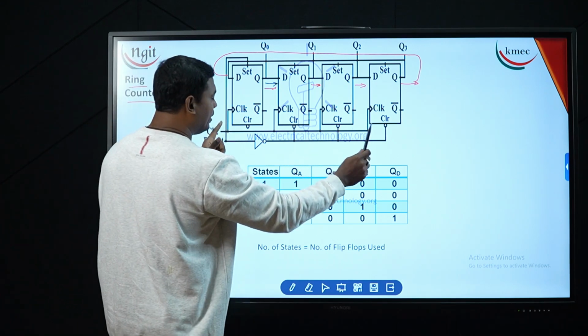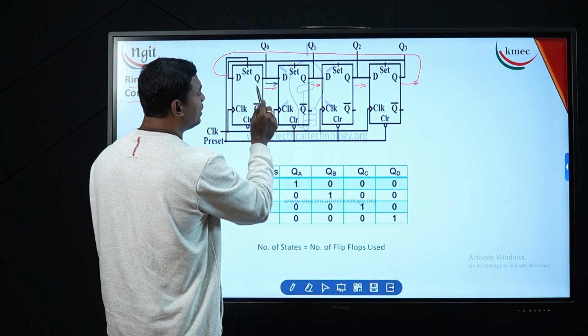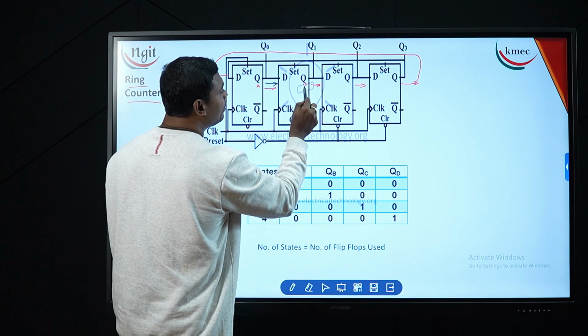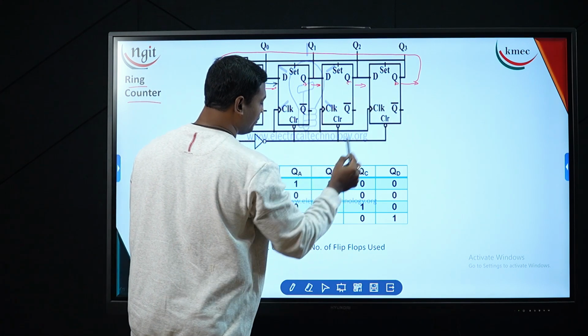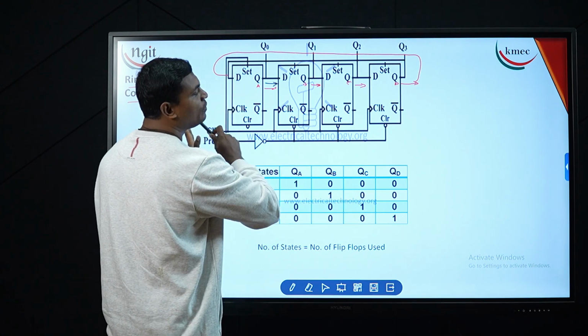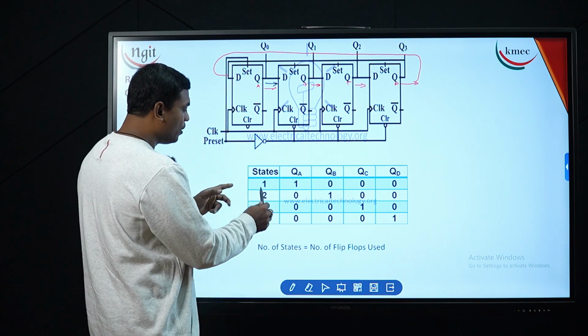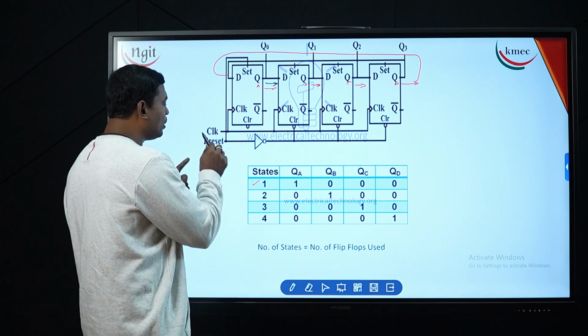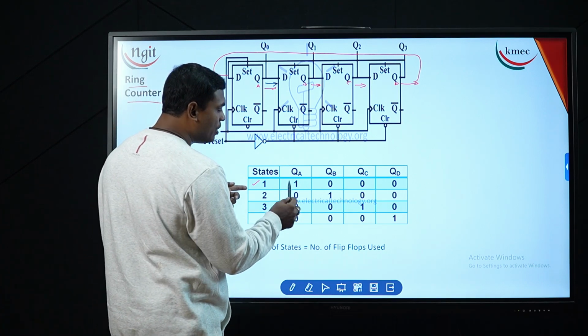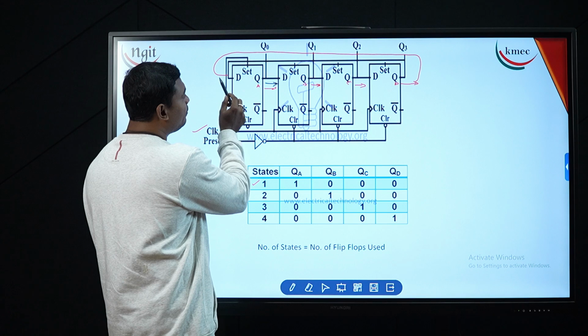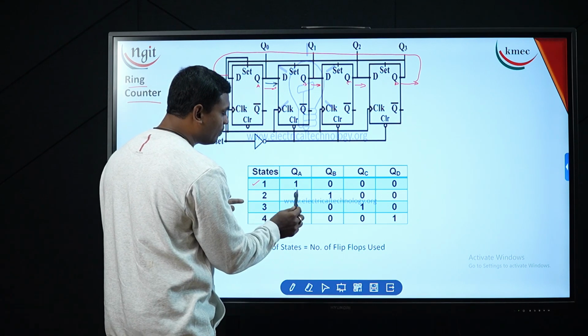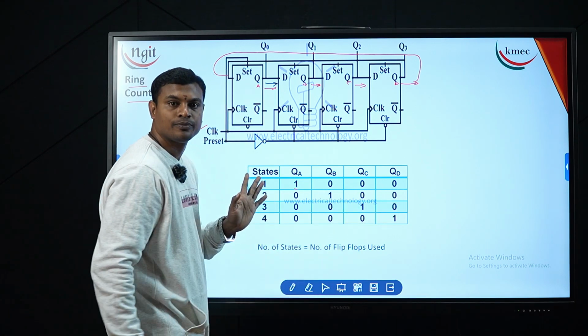Now here 4 bits are there, so I am writing 4 outputs here. This is QA, QB, QC and QD. We have used only D flip-flops here. Now at the instance of the first clock pulse, what happens? Only the first bit will go as input here. Remaining will be 0, 0, 0.